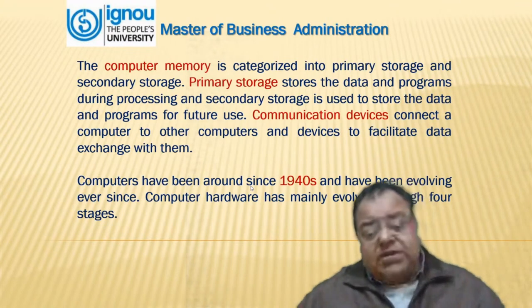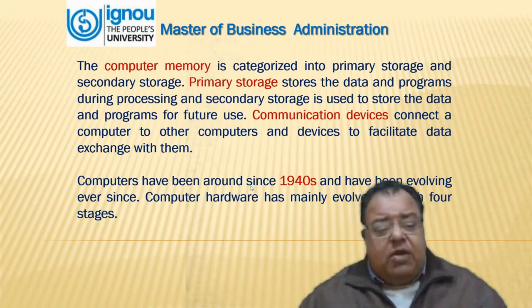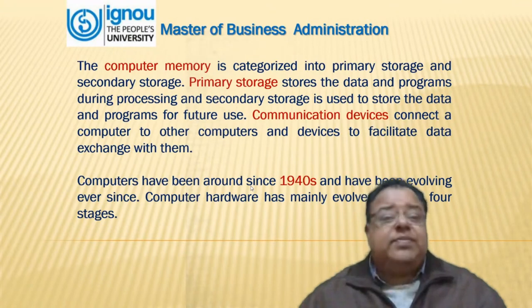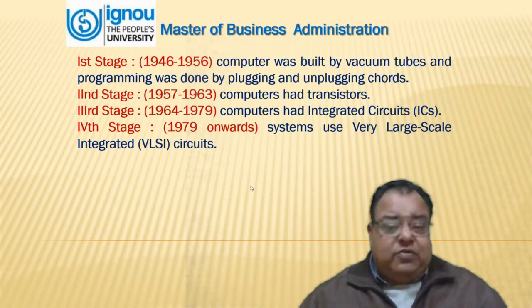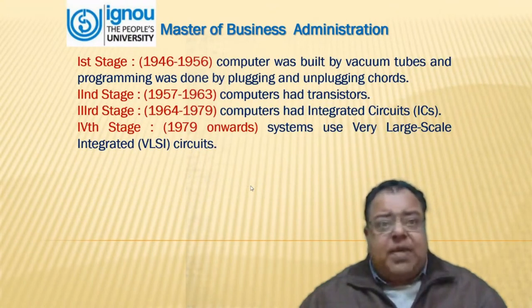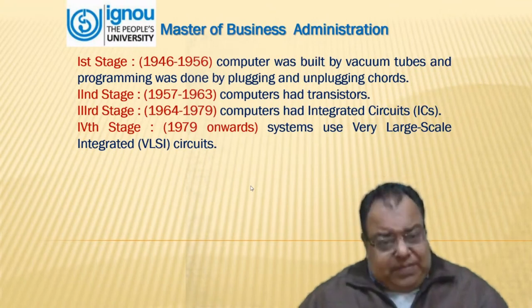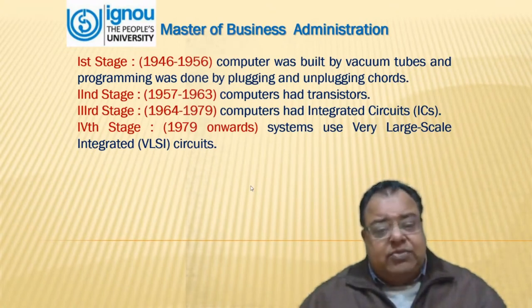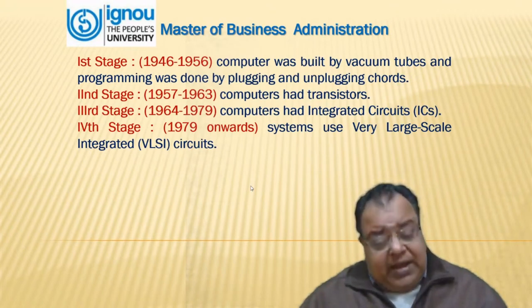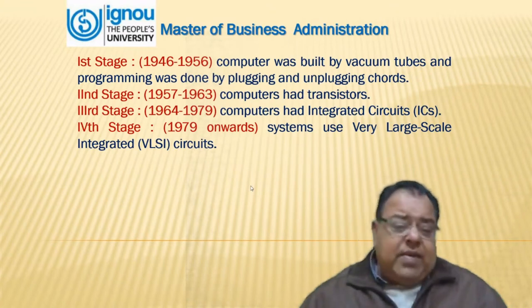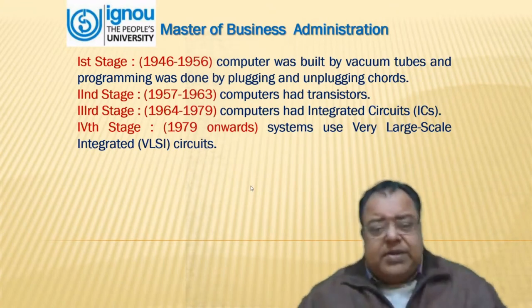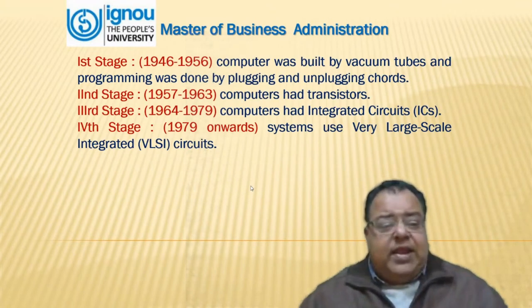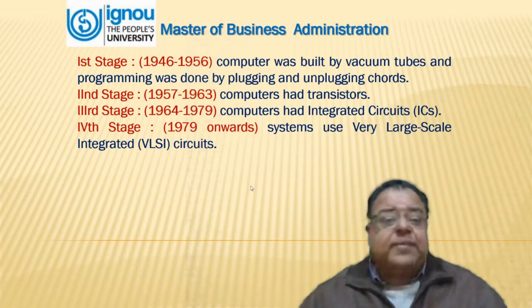Computers have been around since 1940 and have been evolving ever since. Computer hardware has mainly evolved through four stages. The first stage was from 1946 to 56, where computers were built with vacuum tubes and programming was done by plugging and unplugging cords. With passage of time, from 57 to 63, computers had transistors. From 64 to 79, computers had integrated circuits, what we call ICs. And from 1979, systems use very large scale integrated circuits, that is VLSI.